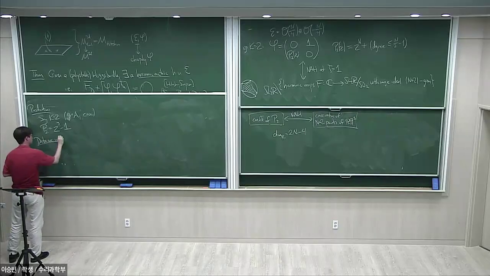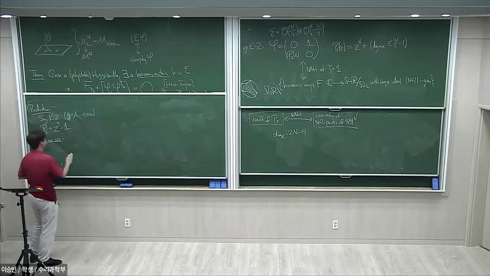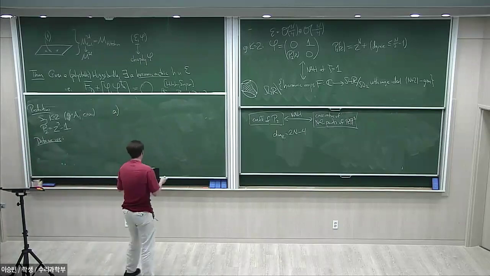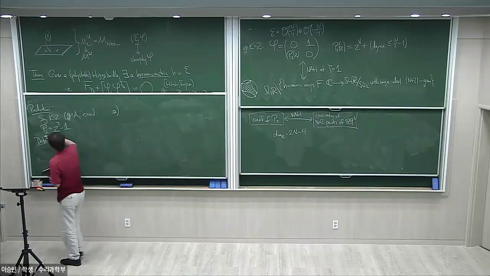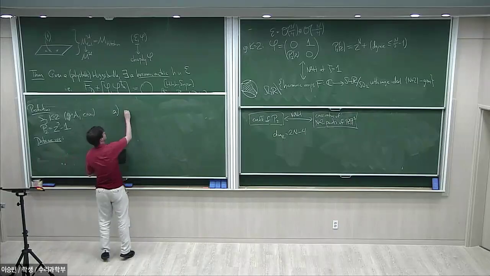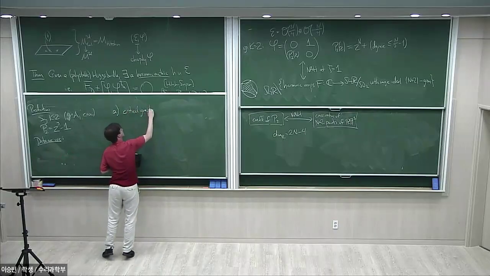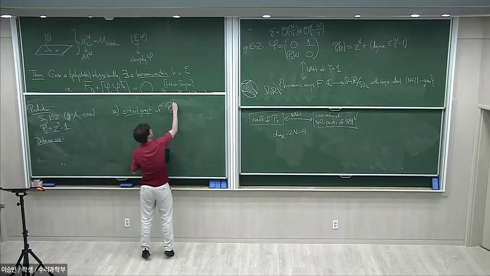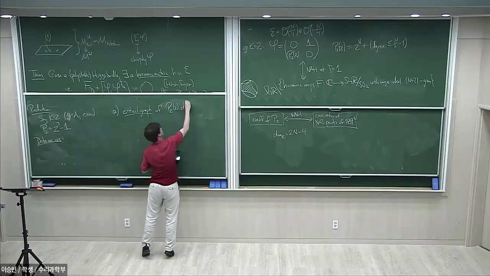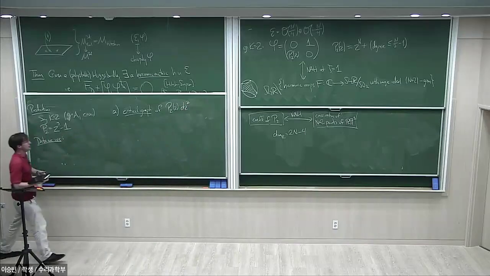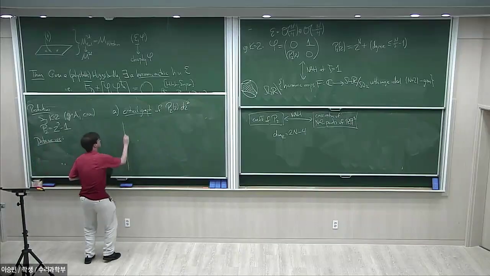So the claim is you have to use the following set of data. The first thing you have to use is you have to take this quadratic differential and you have to draw what's called its critical graph. So what's that? Okay, so what do I do? I look in the complex plane, the z-plane.